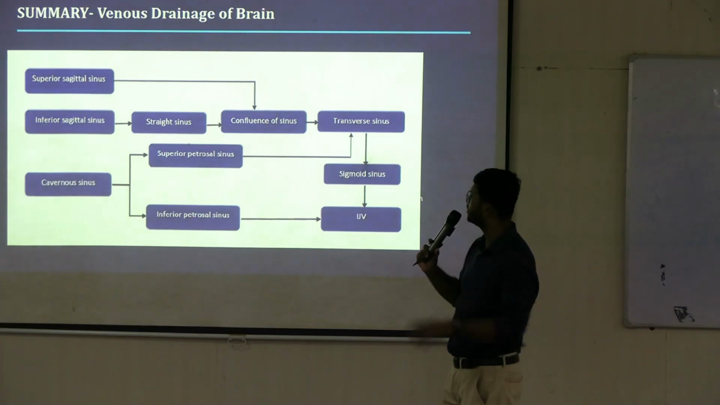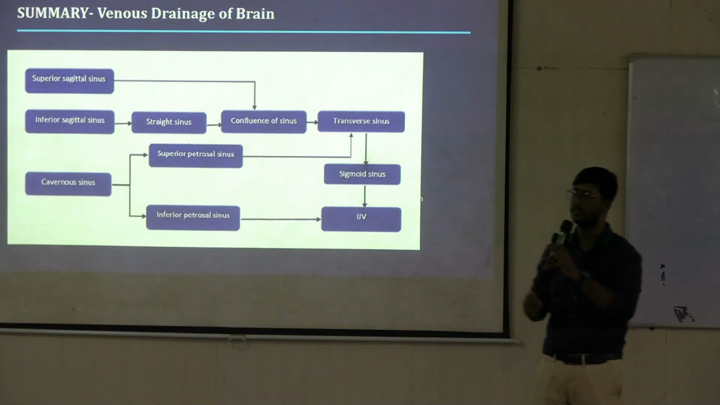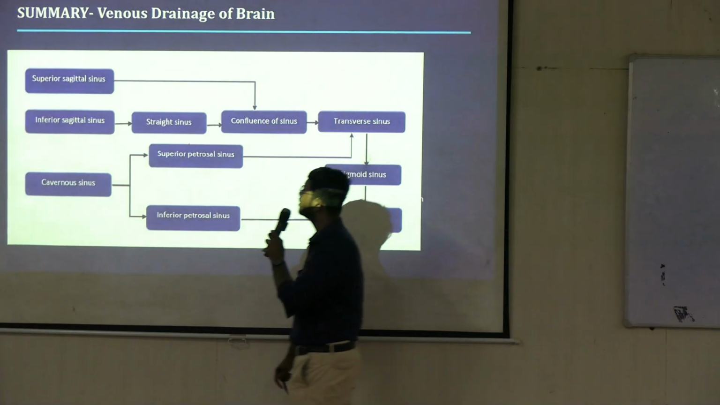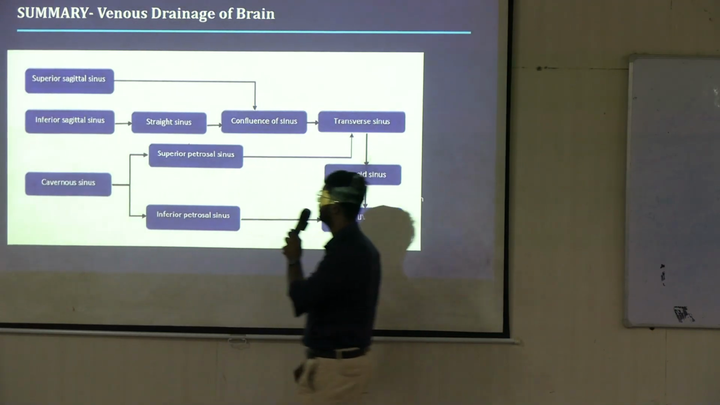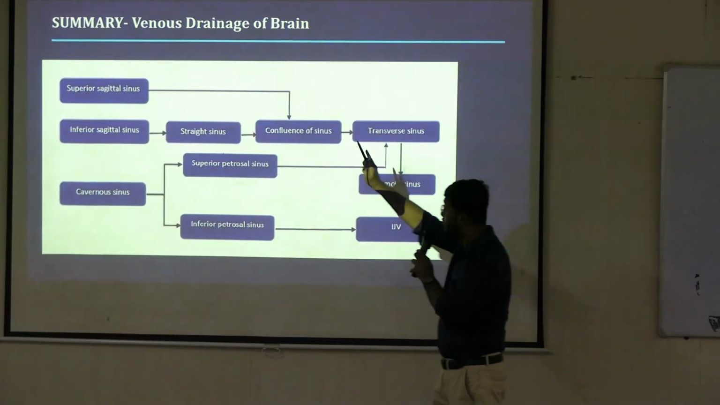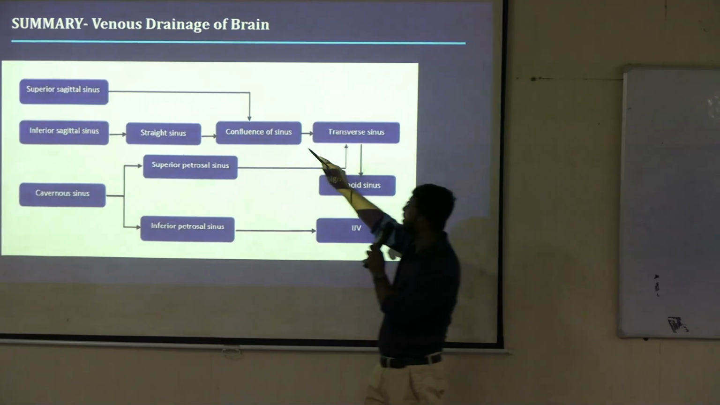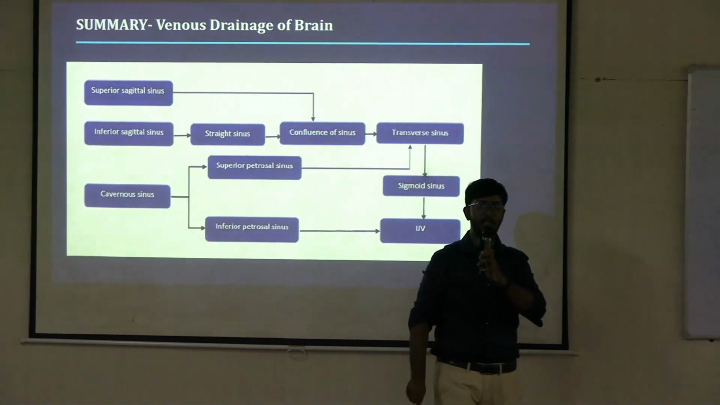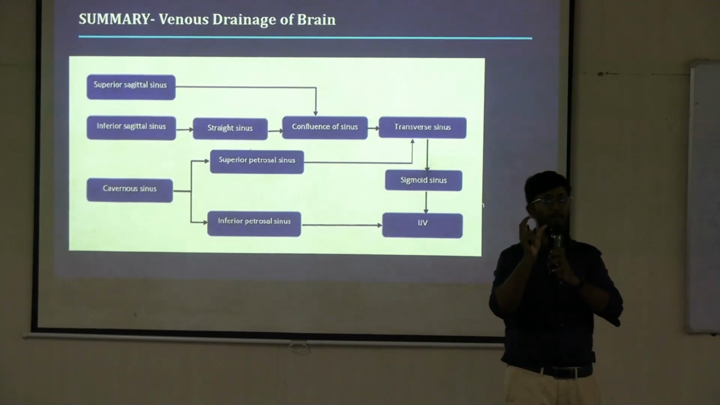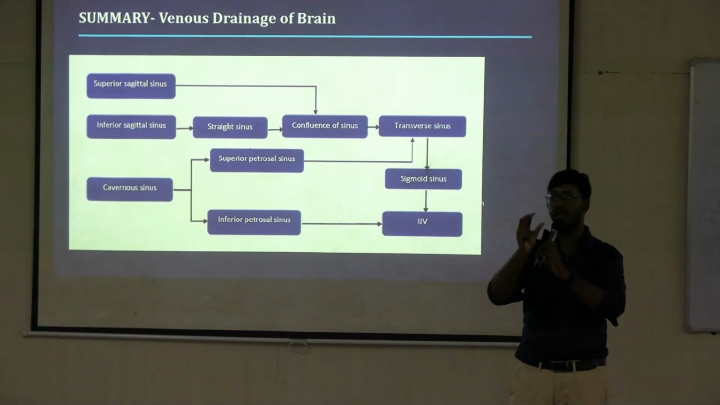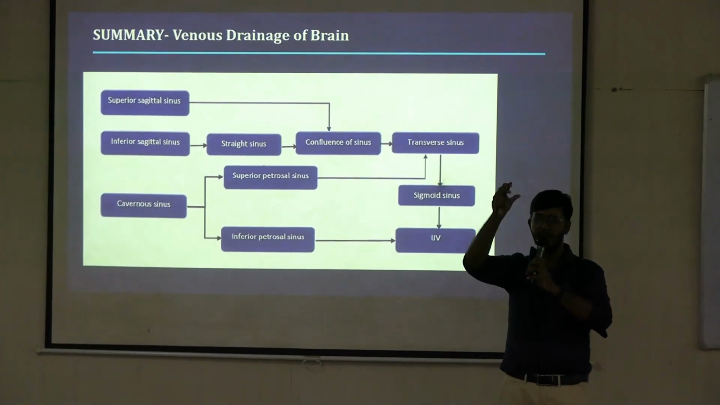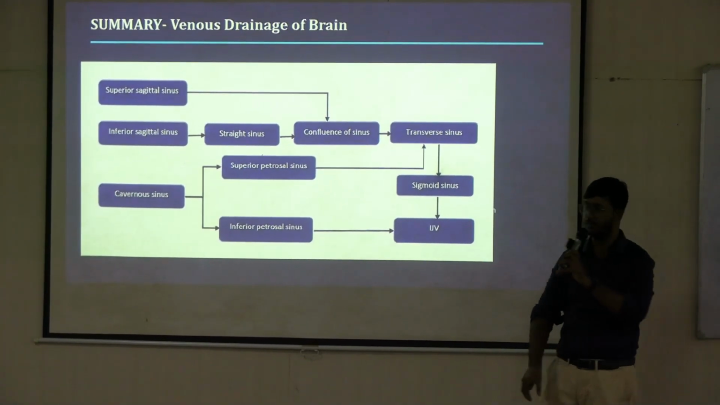Now finally, just a summary to show you the whole venous drainage, and that is the last slide. Here you can see the superior sagittal sinus. Then this superior sagittal sinus goes directly into the confluence of sinuses. What is this confluence of sinuses? The confluence of sinuses is that part of the venous system which collects all this blood and finally drains into the internal jugular vein.